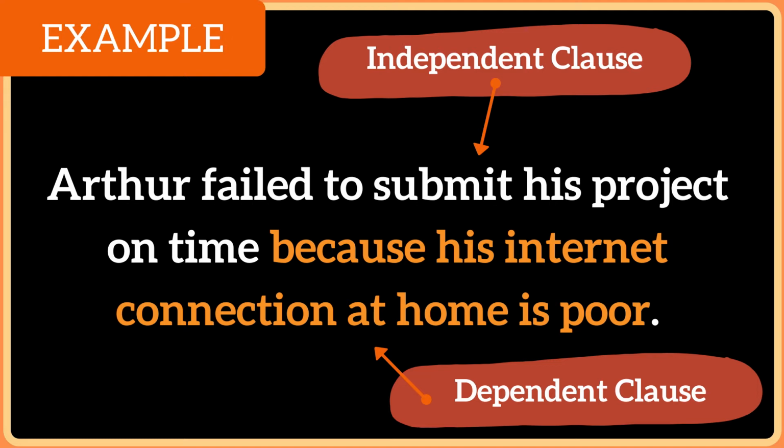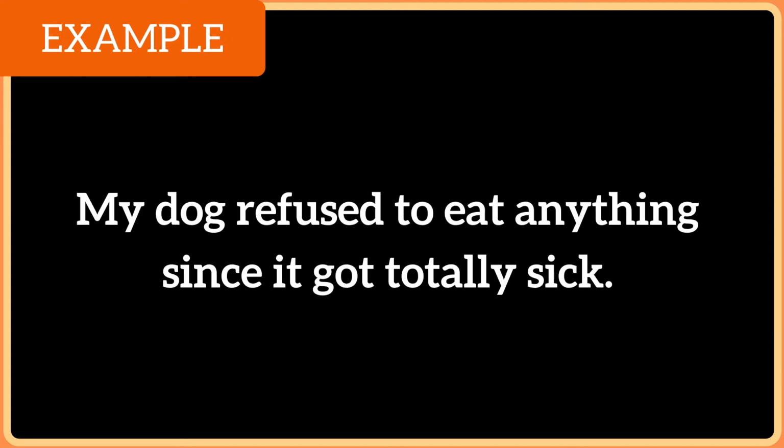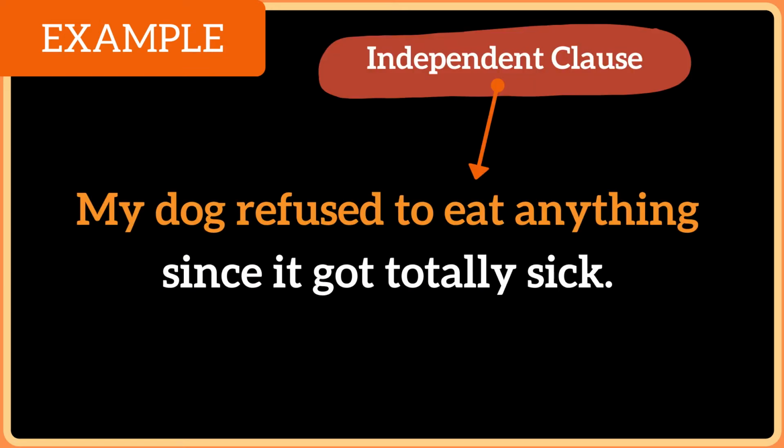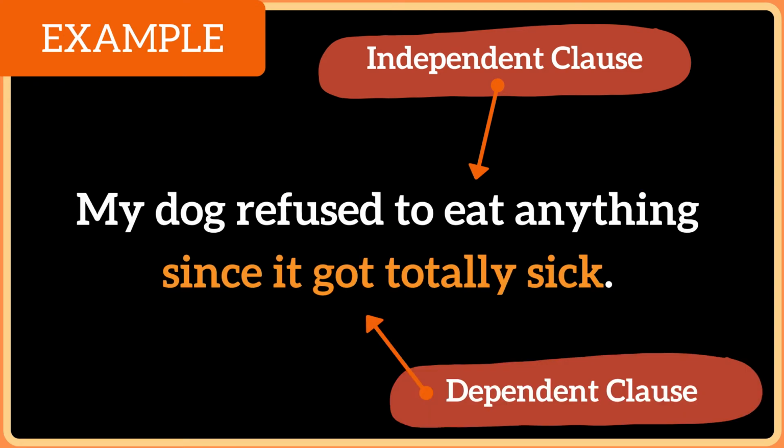Let us have another example. My dog refused to eat anything since it got totally sick. In this sentence, there are two independent clauses. The first one is, my dog refused to eat anything, while the second one is, it got totally sick. But what makes the second independent clause dependent is that it is headed by the subordinating conjunction since. So my dog refused to eat anything is the independent clause, while since it got totally sick is the dependent clause. Therefore, this sentence is complex.